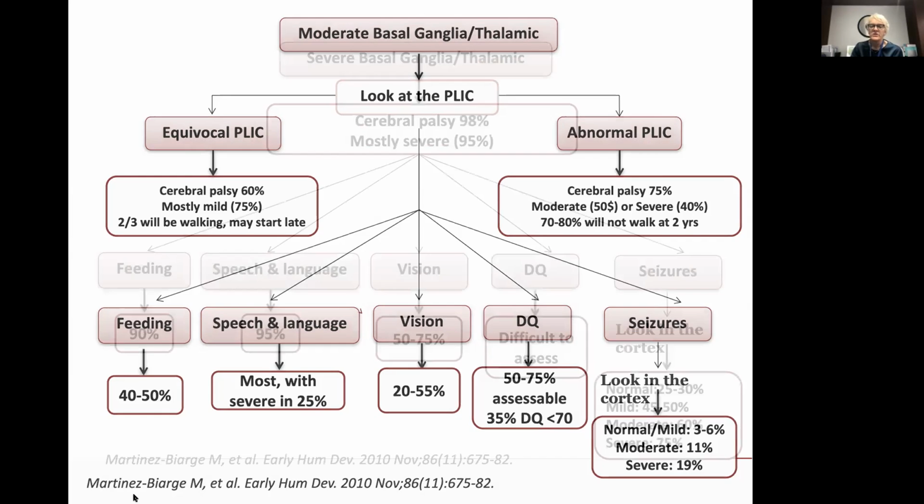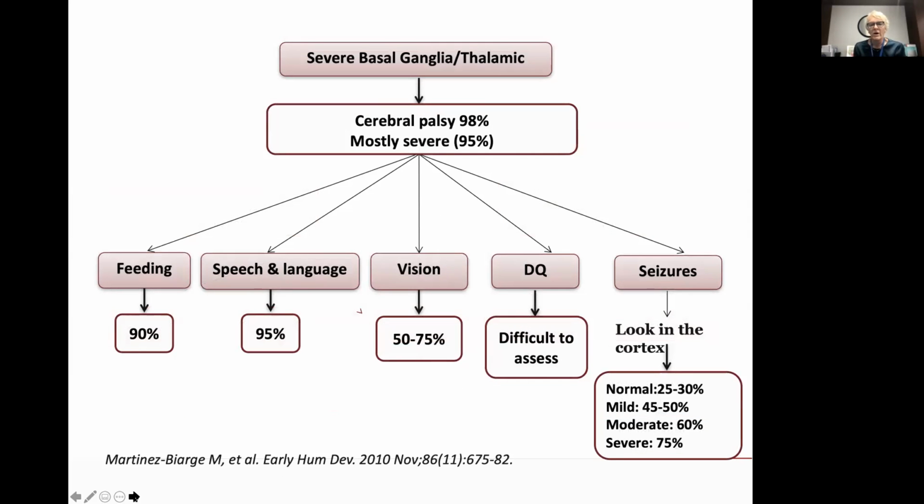That leads to the severest form of basal ganglia injury, which is universally associated with spastic quadriparetic cerebral palsy, which is mostly very severe. And these children have an overwhelming burden of multiple disabilities. And the delineation of this on imaging can really help a family to make decisions and plan for what their wishes are for their child.